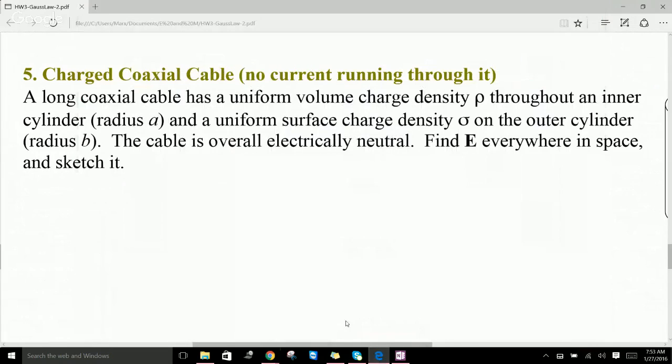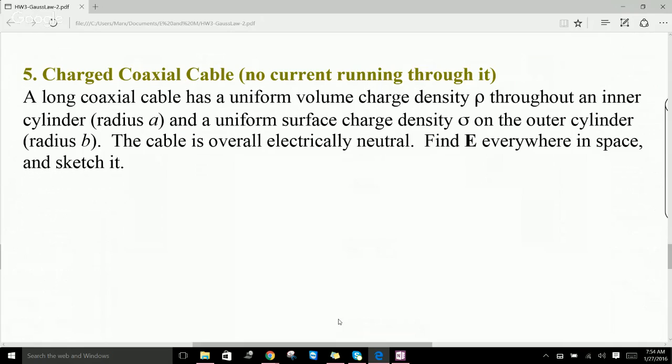Okay, so here's the question. We have a long coaxial cable with a uniform volume charge density rho on the inner cylinder of radius A and a uniform surface charge density on the outer cylinder of radius B. The charge density is just enough to balance out the volume charge density on the inner one, so that the cable overall is electrically neutral. The question is: find E, the electric field everywhere in space, and sketch it.